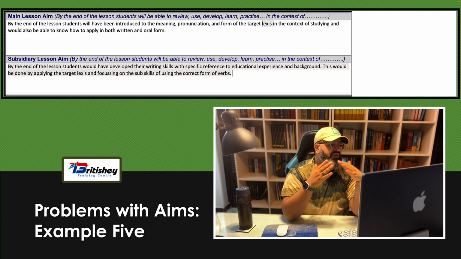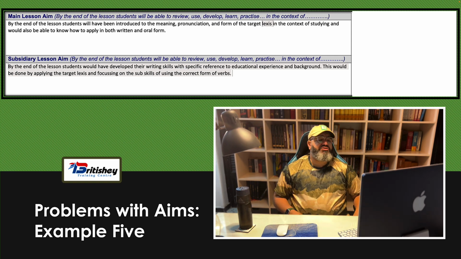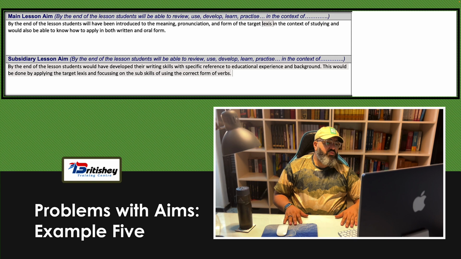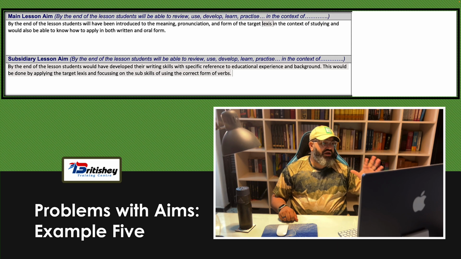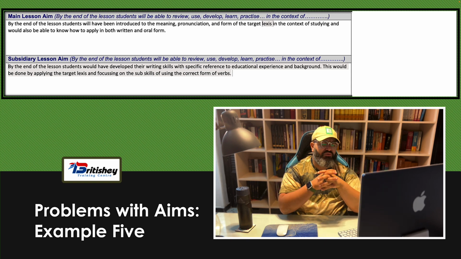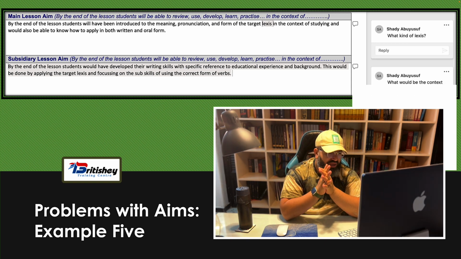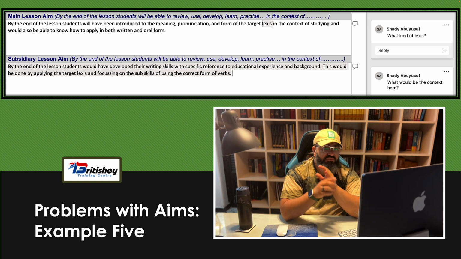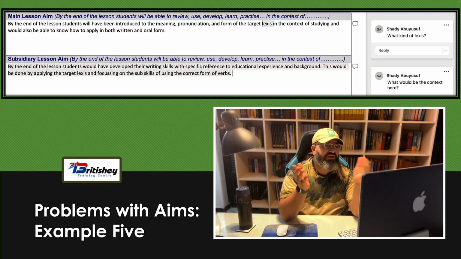And then we have, by the end of the lesson, students would have developed their writing skills with a specific reference to educational experience and background. This would be done by applying the target lexis and focusing on the sub-skills of using the correct form of verbs. Too much.